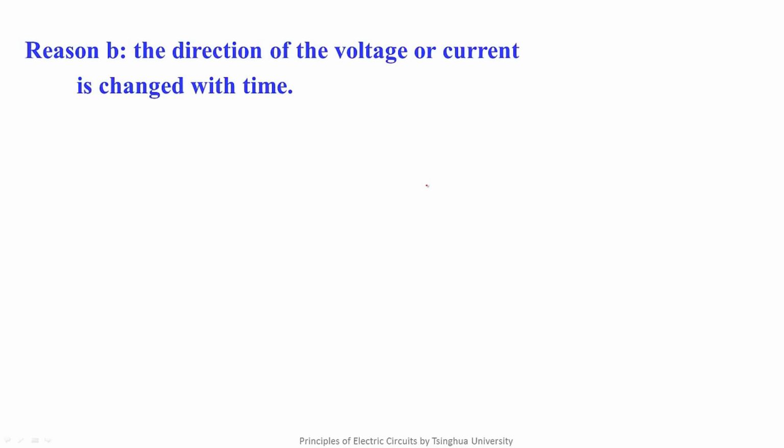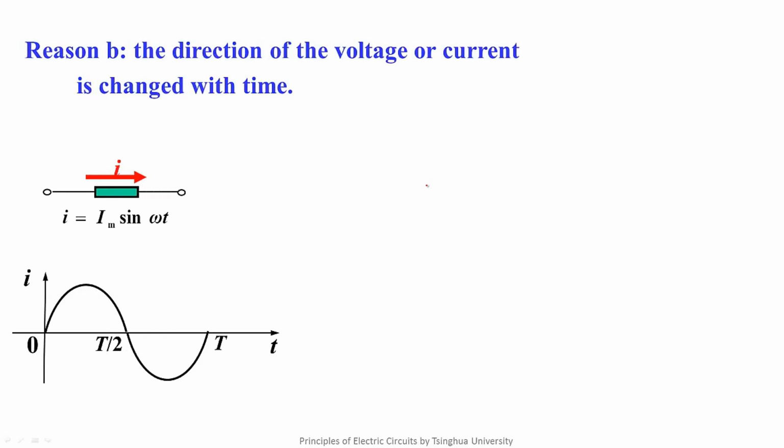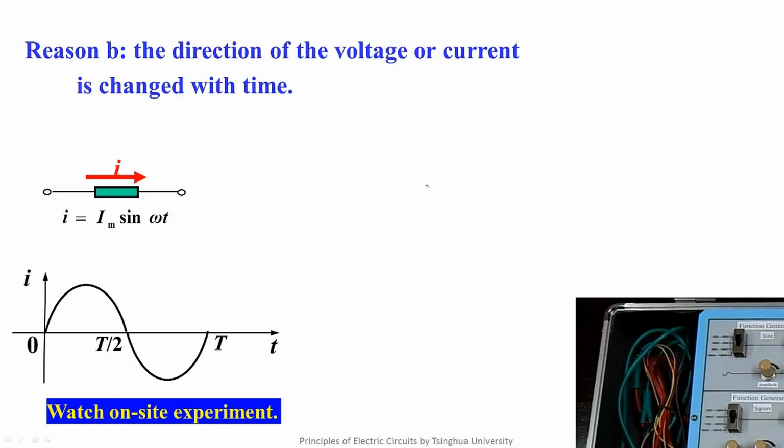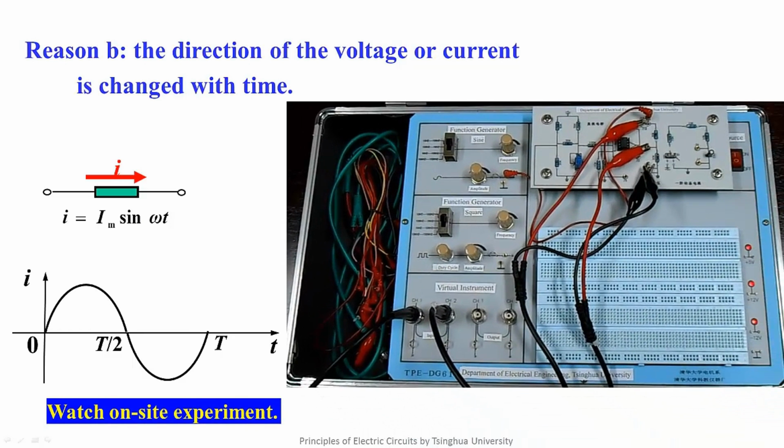The second reason is that sometimes the direction of an element's voltage or current changes with time. That is sinusoidal stimulation. Now let me show you an on-site experiment. This is a demonstration experiment of a sinusoidal signal. Firstly, I will introduce you the experiment equipment we used.